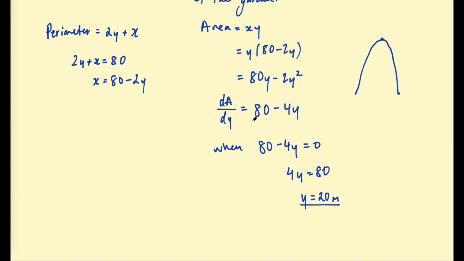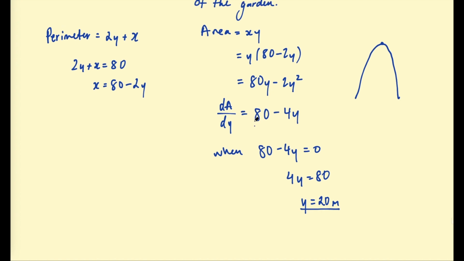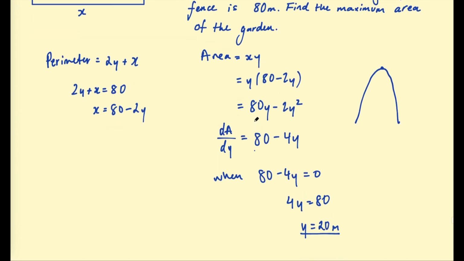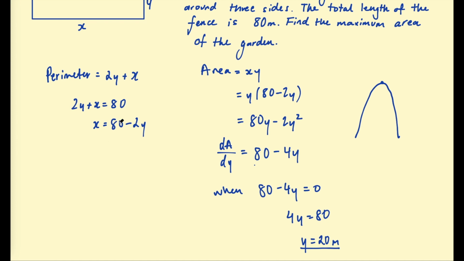So now we can go ahead and find the maximum area using that dimension. So we know that x is 80 take 2y. So plugging in y equals 20, we can say when y equals 20, x equals 80 take 40, which is 40 meters. And then we know the area of the garden, the maximum area is going to be 40 times 20, which is 800 meters squared.